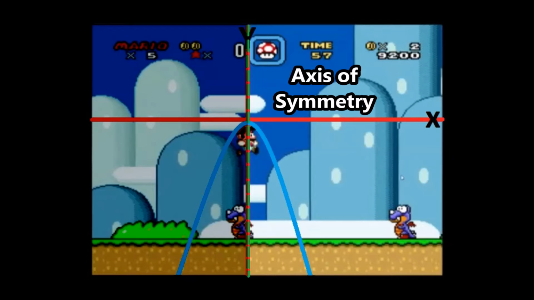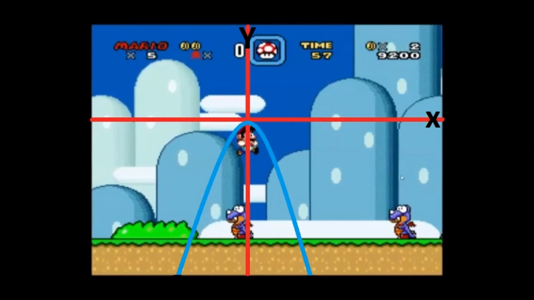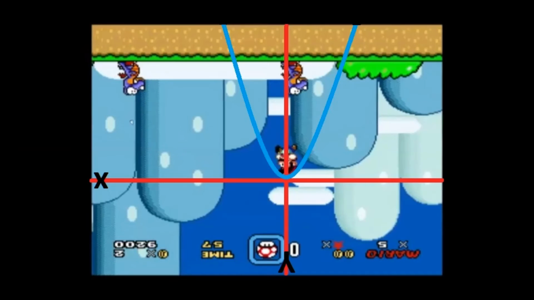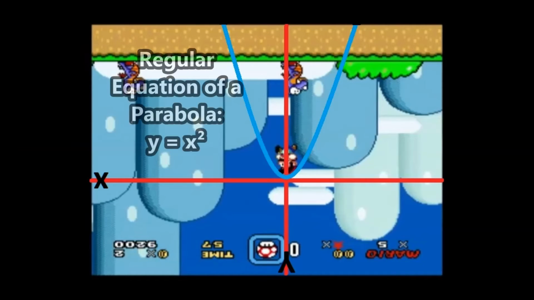If we rotate the image, the regular equation of a parabola can be seen. Ta-da! This is what a regular parabola looks like, with the equation y equals x squared.